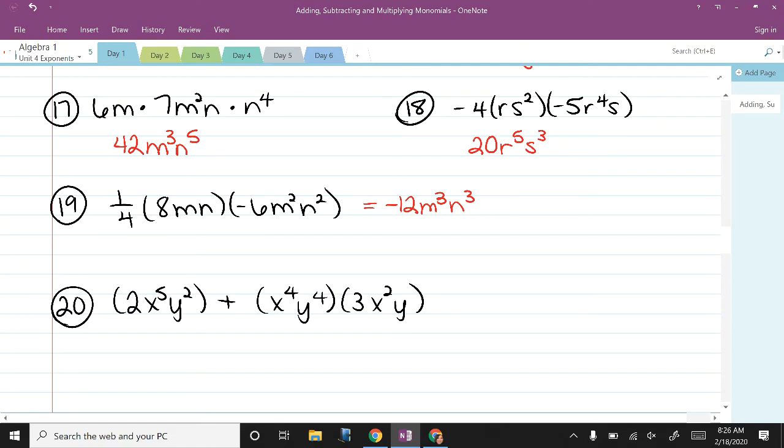Look at number 20. What's number 20 doing to us? Oh, we got to multiply over here, right? And then we're going to add. Why are we going to multiply before we add? Yeah, order of operations says you multiply and divide before you add and subtract. Correct? All right. So this means multiplication over here, so I'm going to do that first. So I'm going to copy that 2x to the 5th y squared because I'm not doing anything with it just yet. And copy that plus sign.